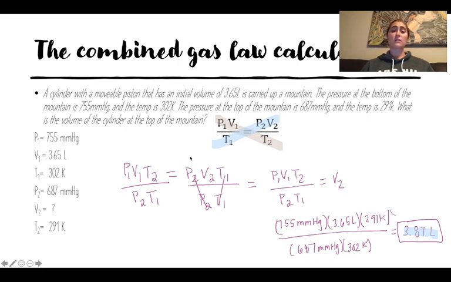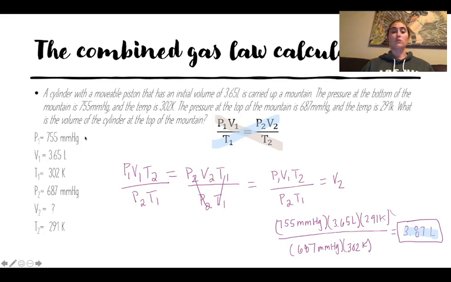So we have a cylinder and it has conditions. It has a pressure and a volume and a temperature when it sits at the bottom of a mountain, and then it has a new pressure, volume, and temperature as soon as it's carried to the top of the mountain. Now what they're asking you to do here is determine what the volume will be at the top of the mountain. So the bottom of the mountain is going to be your initial readings, and the top of the mountain is going to be your final readings.